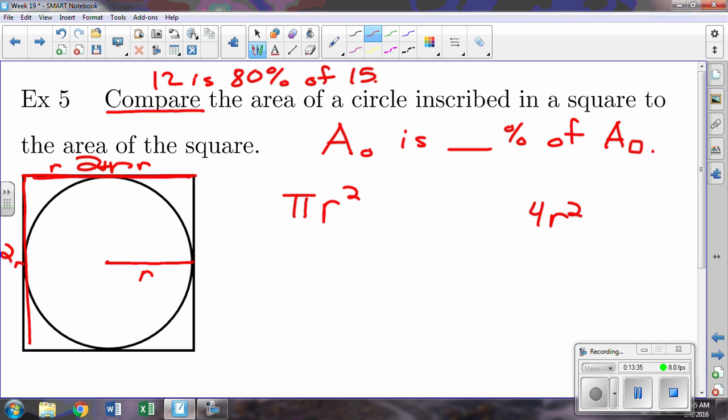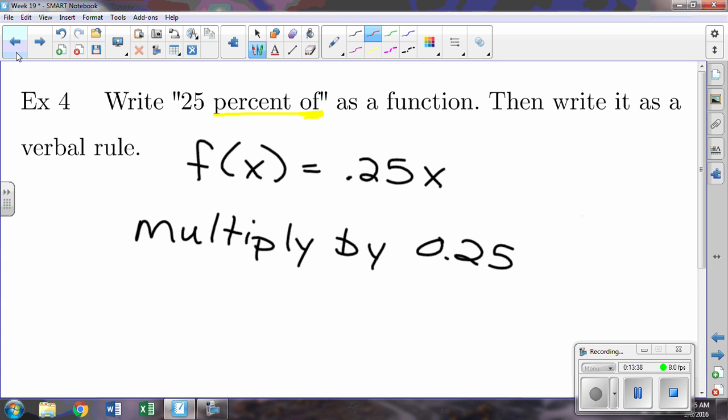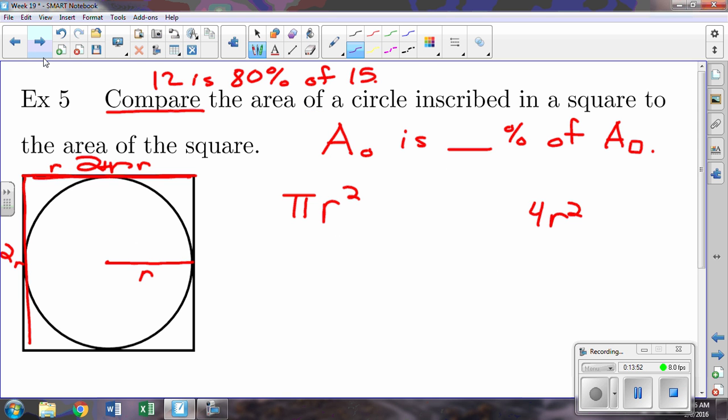Please keep in mind what this last example did for us. 25% of, we were able to write as percent times argument. There is a similar structure here. We can set this up as percent to get argument. In particular, if we wanted to divide this out, we would have the area of the circle compared to the area of a square.